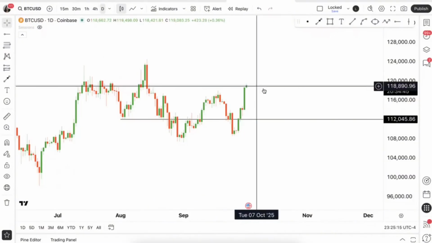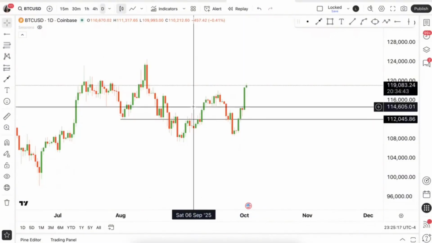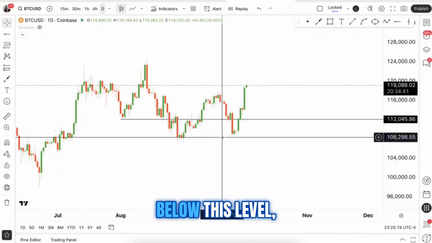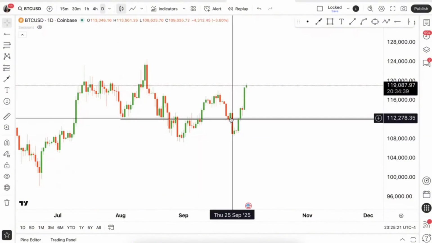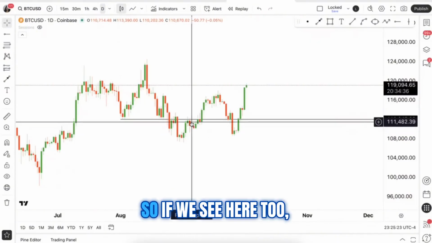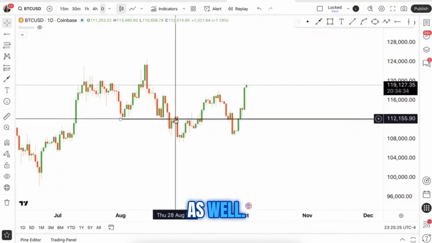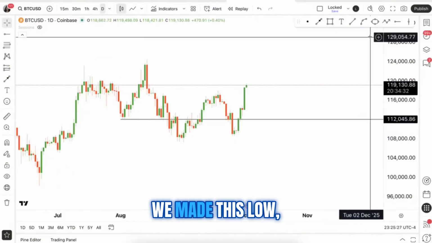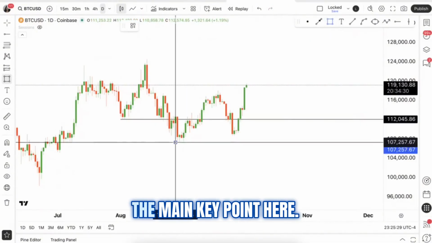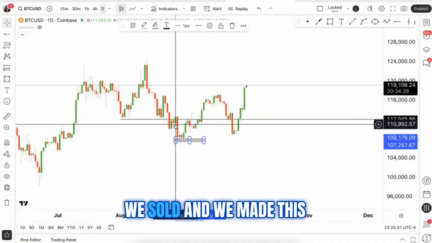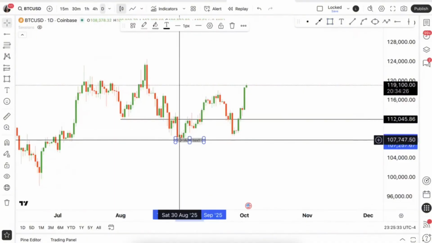So yeah, with this being said, we ended up selling below this level. So selling here, selling here. And if we see here too, once we sold that first time, we made this low. And this is going to be the main key point here. We sold and we made this low.